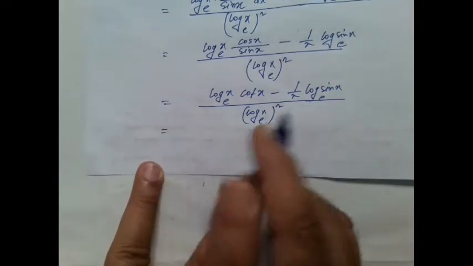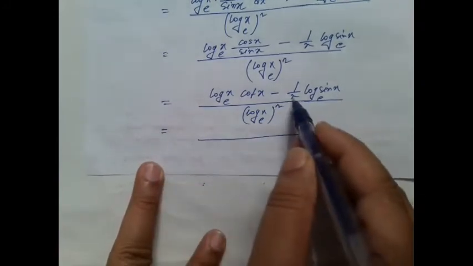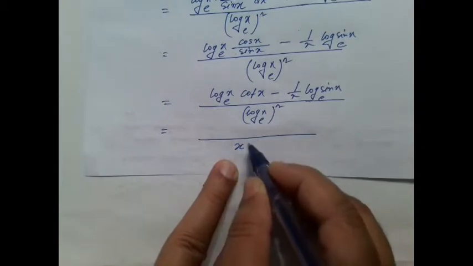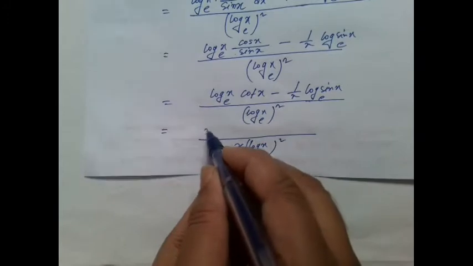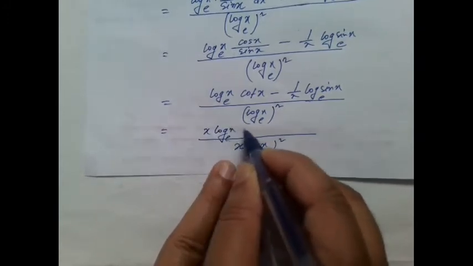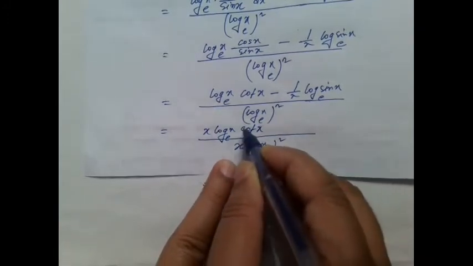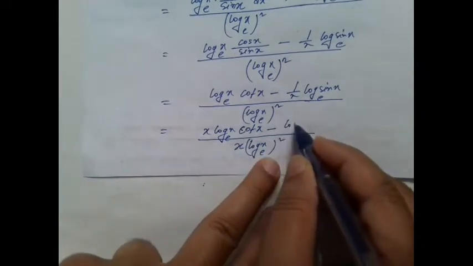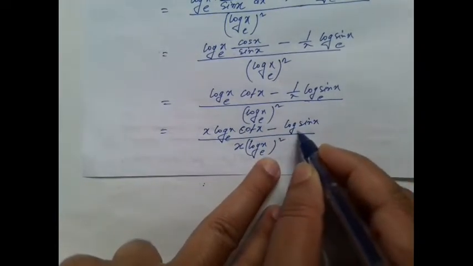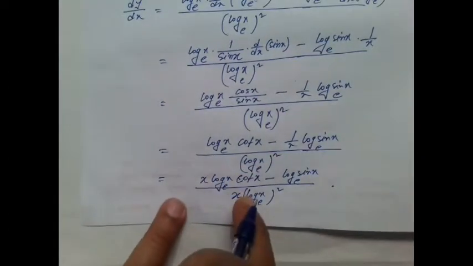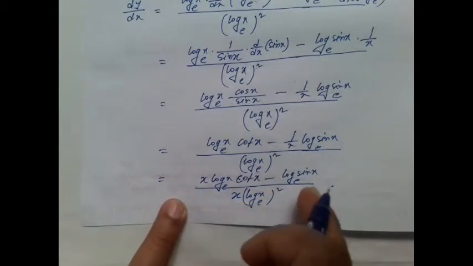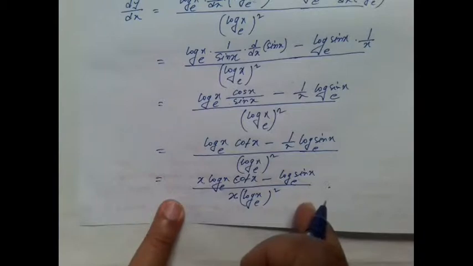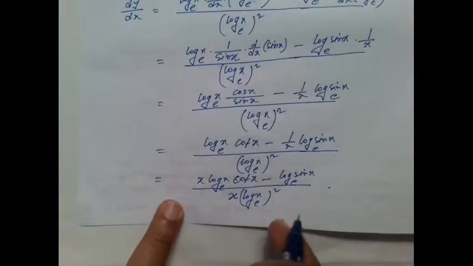Now if we take the LCM of this x, this x will come here at the denominator, x (log x to the base e) whole square, and x will be multiplied with this x log x to the base e cot x, minus log of sin x to the base e. So this one is our answer: x log x to the base e cot x minus log of sin x to the base e, by x (log x to the base e) square.